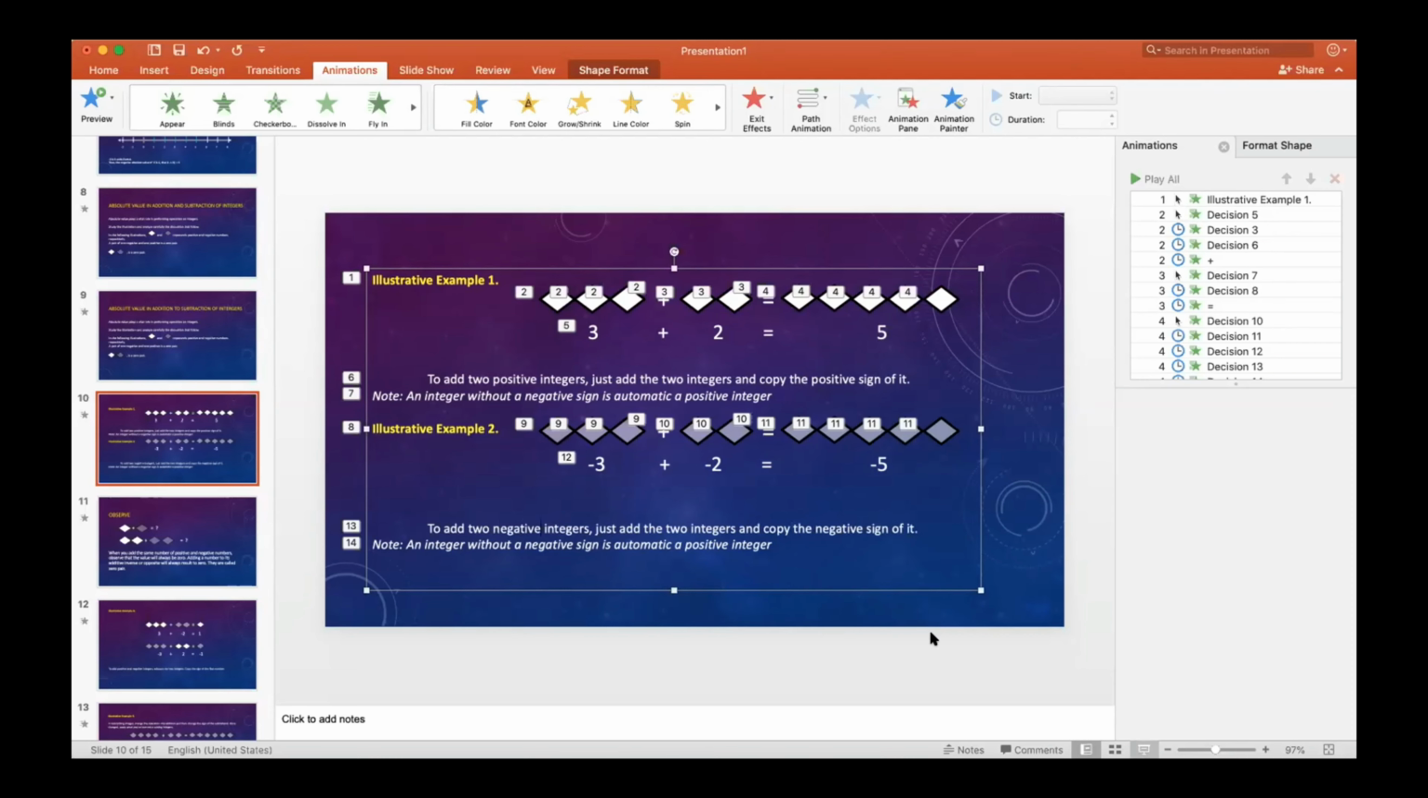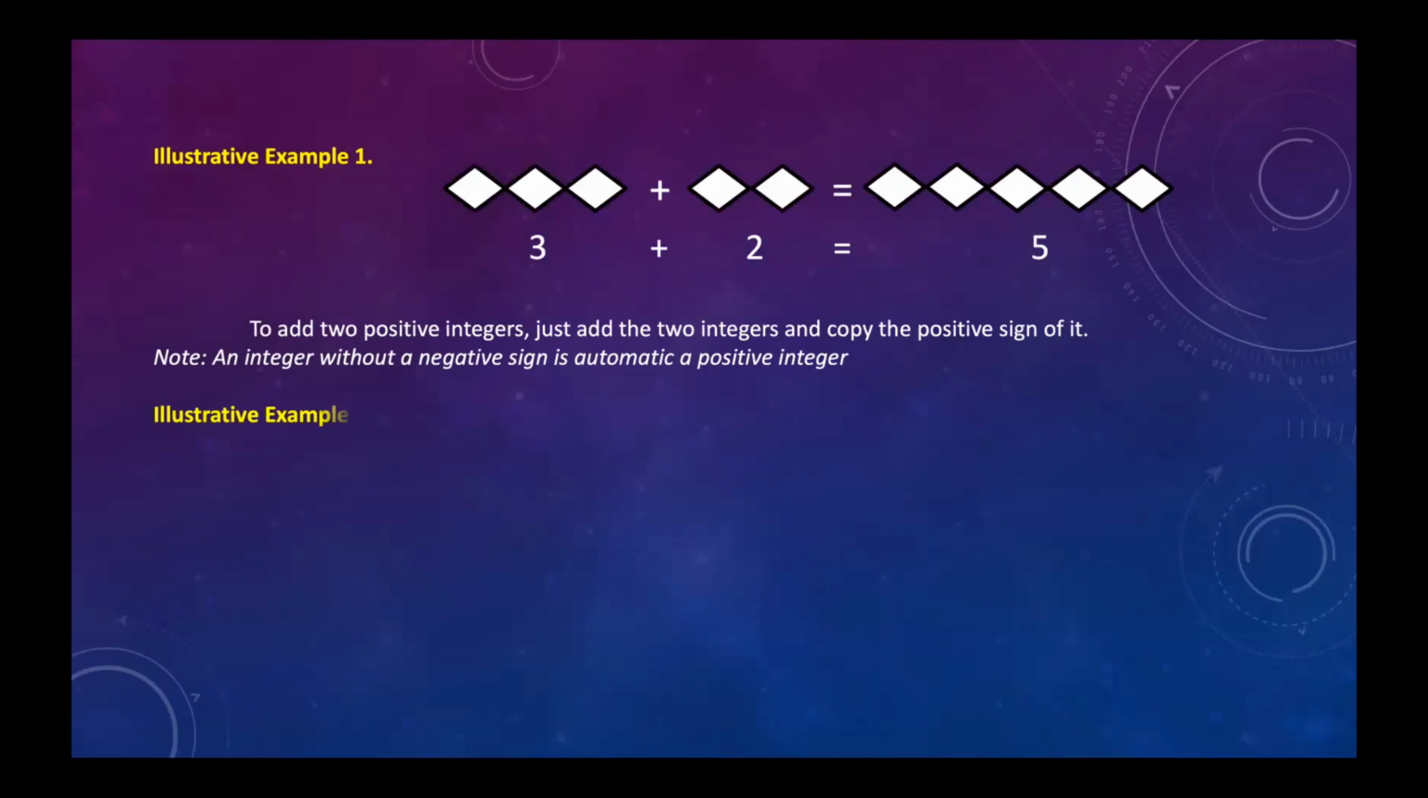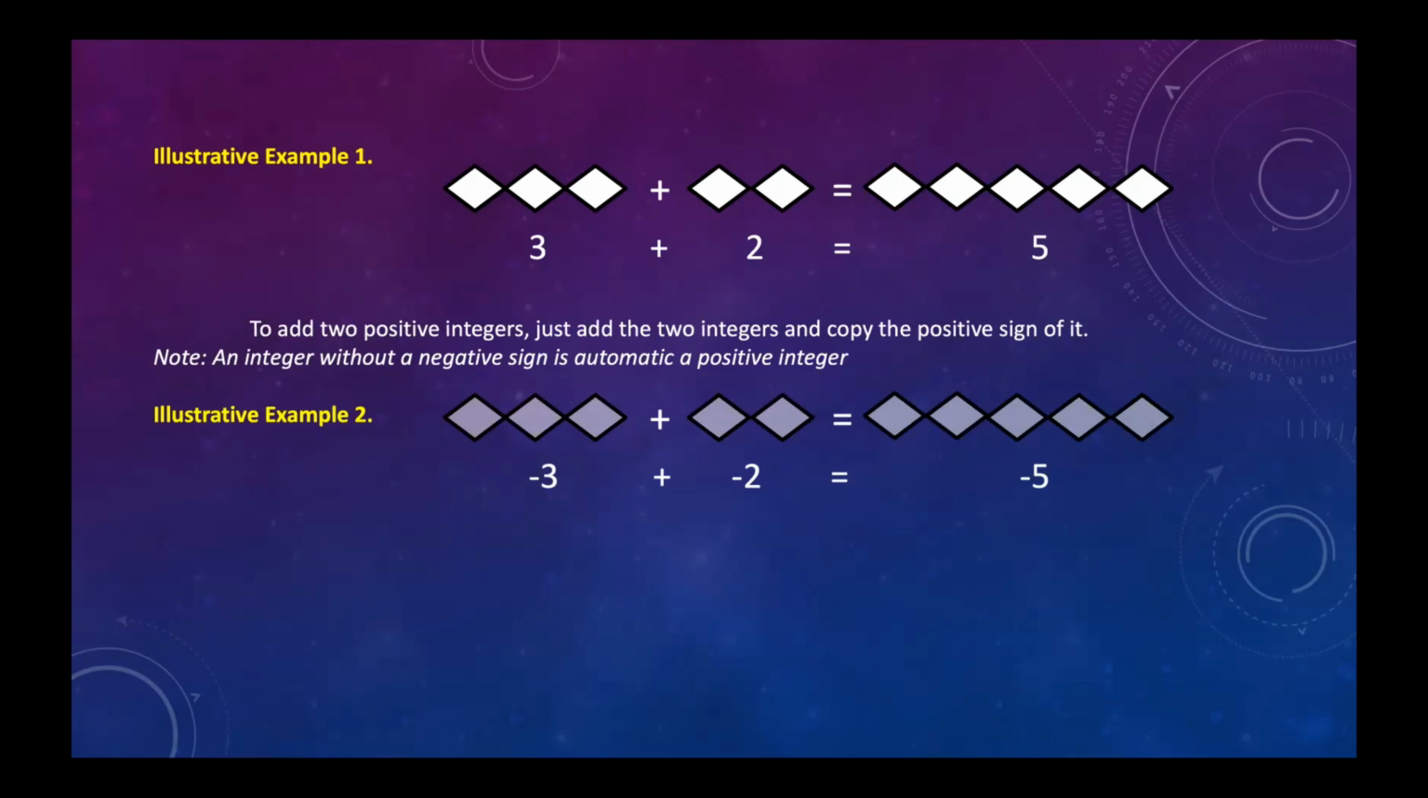To add 2 negative integers, just add the 2 integers and copy the negative sign of it. Note that an integer without a negative sign is always a positive integer. So, in this case, you have negative 3 and negative 2. Pag in-add mo siya, i-add mo lang siya, tapos kakopy mo yung negative sign. So that is negative 5. Okay?